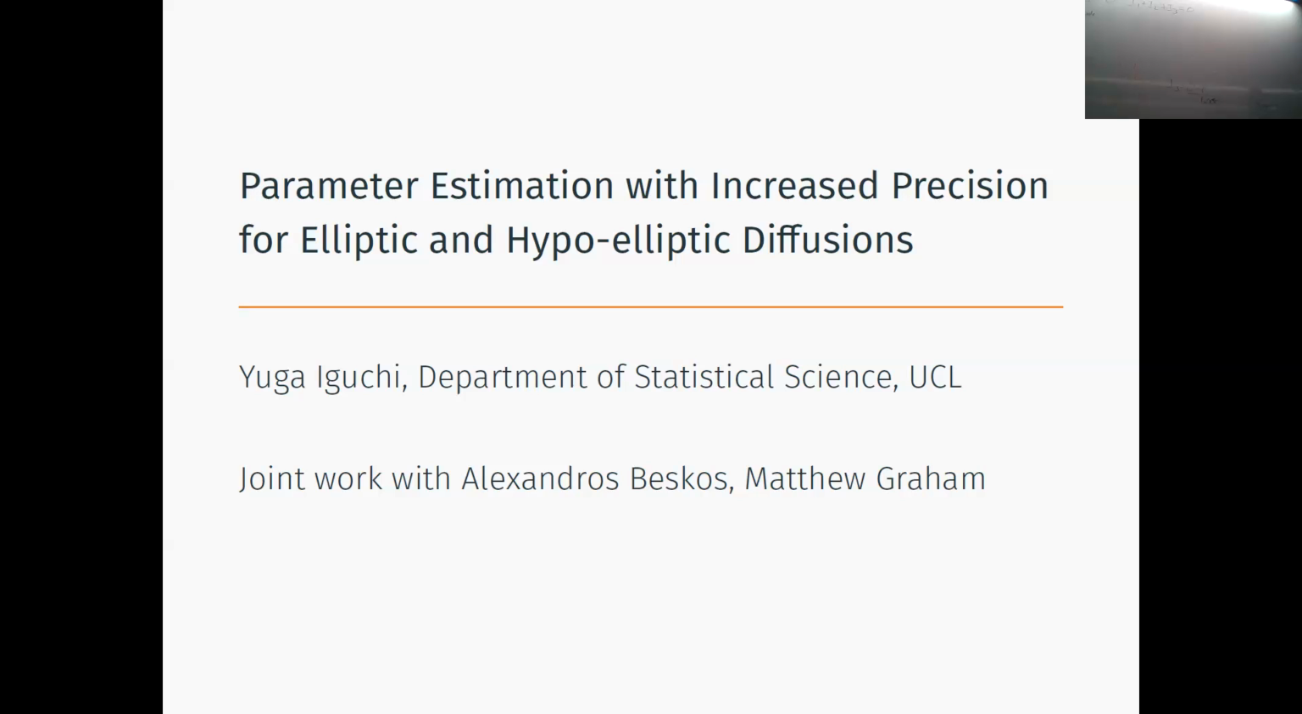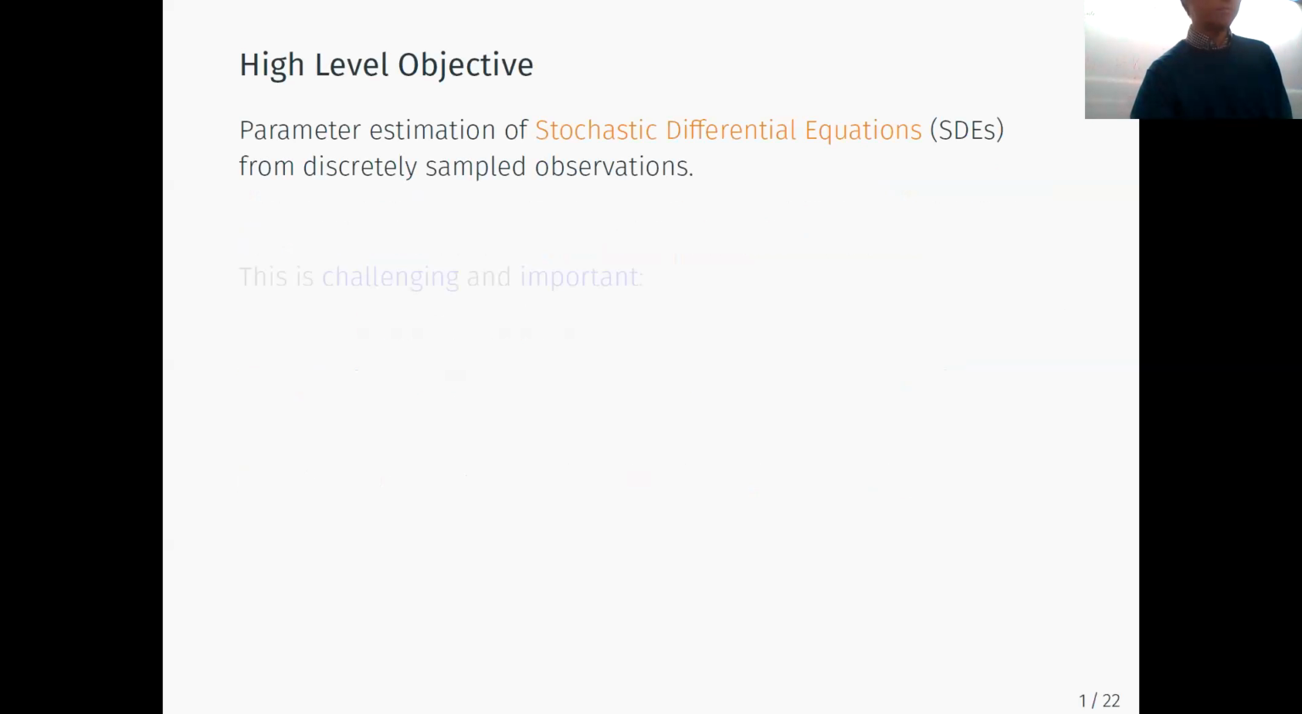And let's focus on the joint work, the parameter estimation for diffusion processes. This is joint work with my supervisor, Alexandros, and Matt Graham, from the Advanced Research Computing Centre. My second supervisor is Sam Livingstone. So this talk is about parameter estimation for stochastic differential equations from discretely sampled observations.